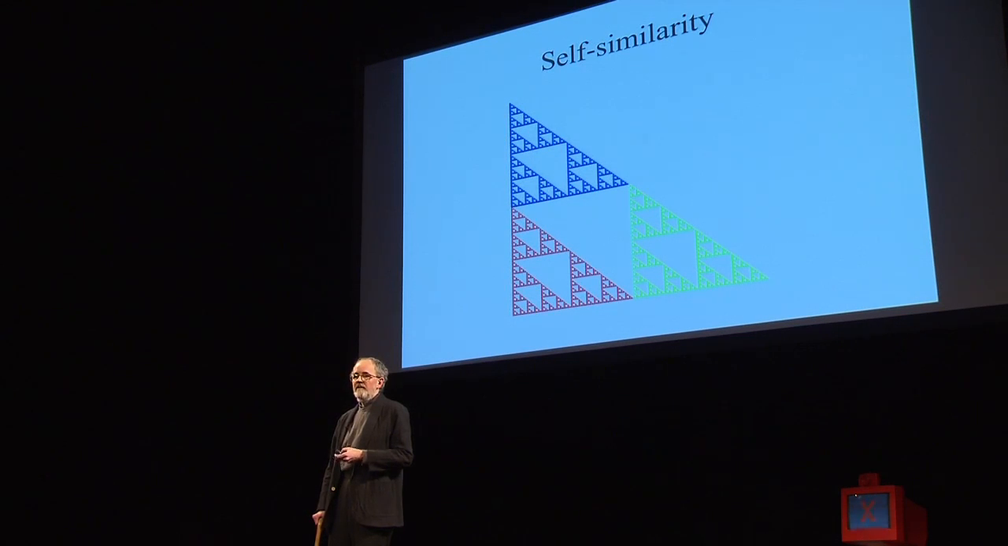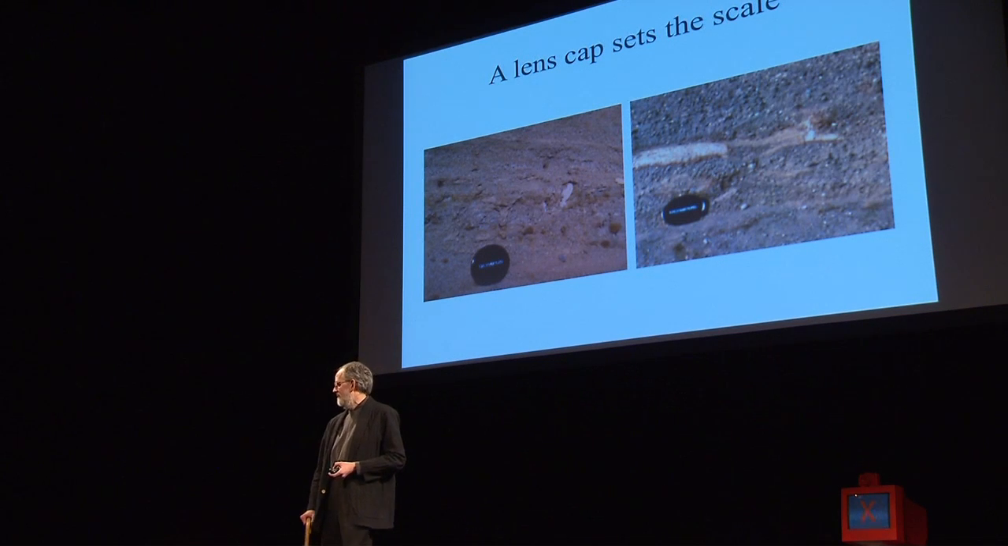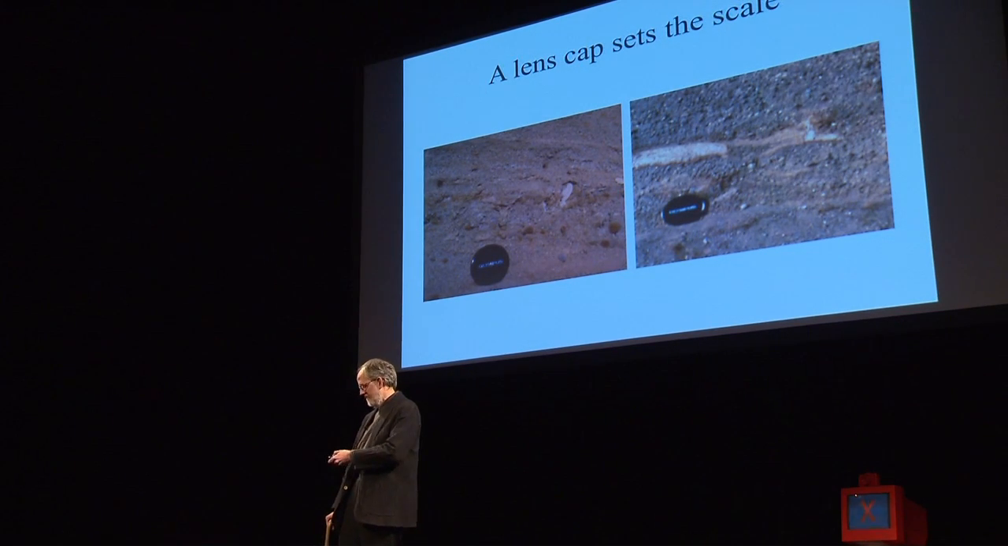You can't tell if you're looking at the whole shape from far away or a tiny bit of it from up close. We're familiar with this from geology texts. If you see a picture of a cliff face or a stream bed, there's always a hammer or lens cap in there to give you a sense of scale.